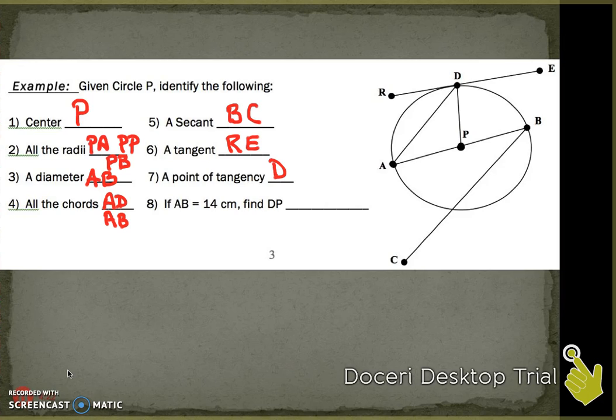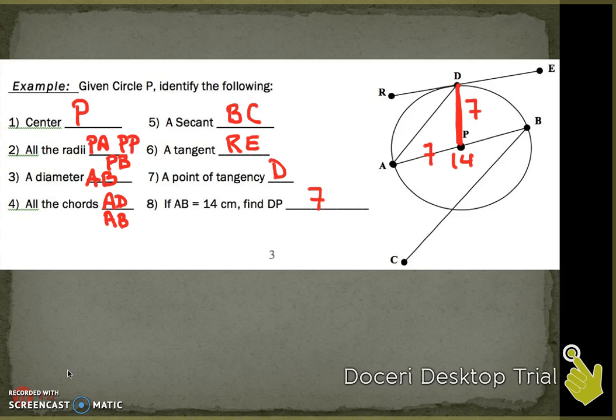The last piece here, if AB is 14, they want you to find what DP is, this piece right here. Well, AB is a diameter, so we know that if AB is 14, that means that AP is 7 because it's a radius. And since DP is also a radius, it is congruent, making it 7 also.